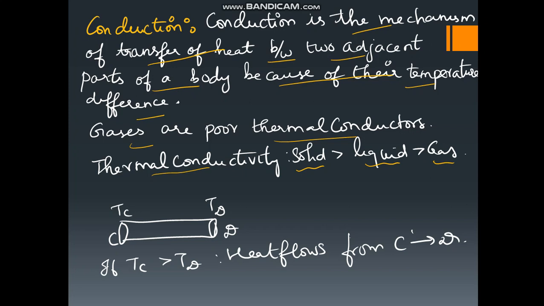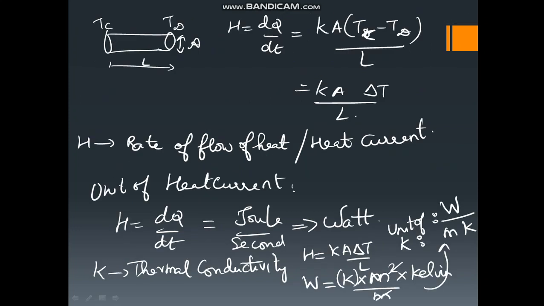Suppose we assume a rod of length L. The temperature at the C end is Tc, and the temperature at the D end is Td. If Tc is greater than Td, that is, the temperature at this end is greater than the temperature at the D end, then heat will flow from higher temperature to lower temperature. So heat flows from C to D.